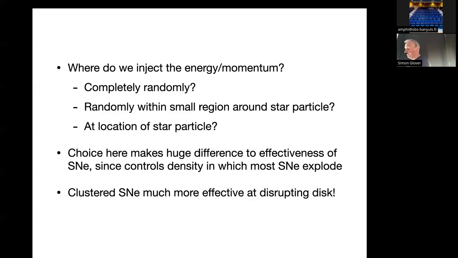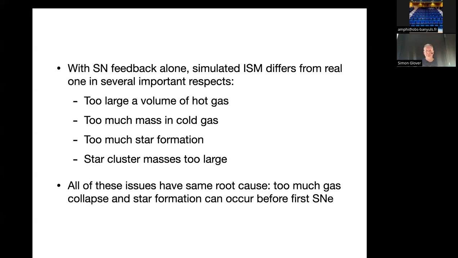If we have clustered supernovae, so we make sure that our new supernovae are occurring close to where the old ones did, then most supernova explosions will happen in low density regions. And then you get much more effective explosions. You get much less radiation of energy, you get more momentum deposited, you get more disruption of the disk.